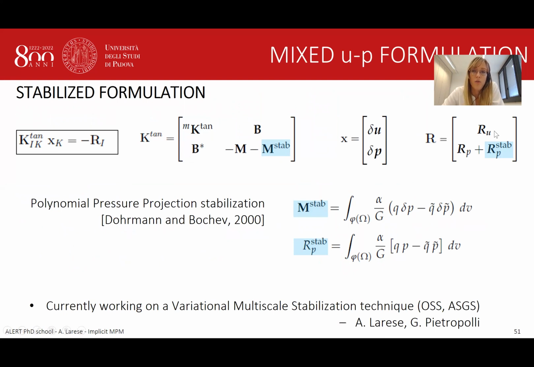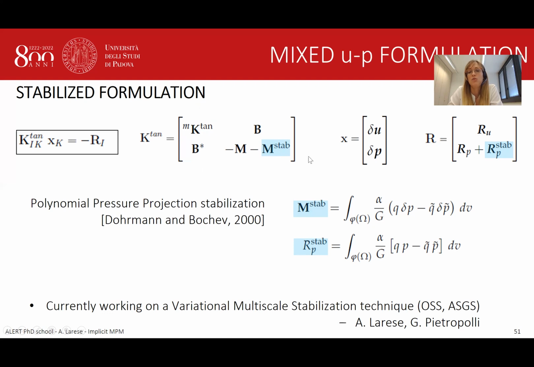So we also need to add to our mixed formulation a stabilization term, which allows us to overcome this problem. Ilaria chose to use the polynomial pressure projection stabilization, which was proposed by Bochev in 2000. It is very effective in static problems, and it works really nicely. It has some drawbacks in dynamic problems. That's the reason why we are currently working on a variational multiscale stabilization technique to be applied to MPM. We developed a master thesis very recently on how to write a stabilized version using orthogonal subgrid scale and algebraic subgrid scale for the MPM problem.